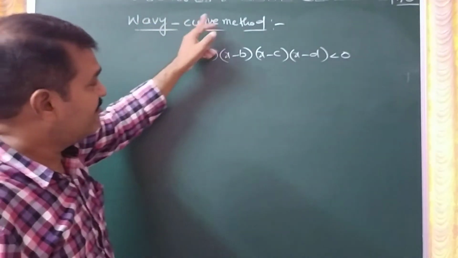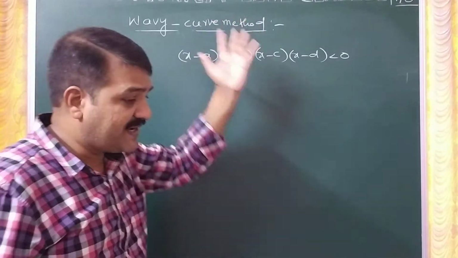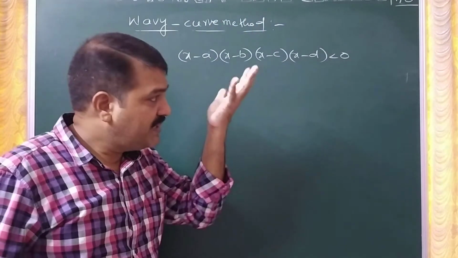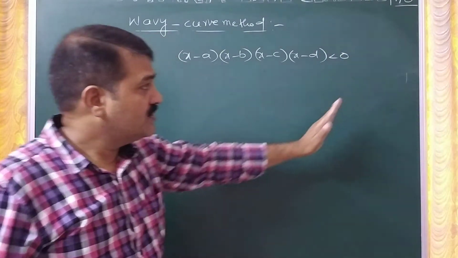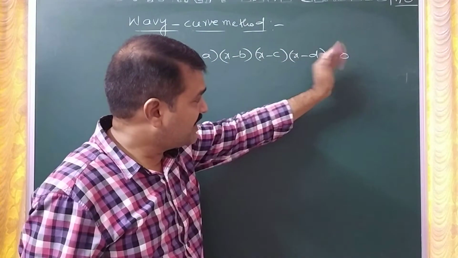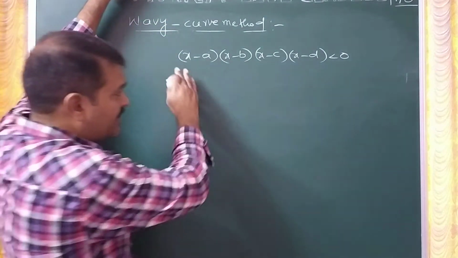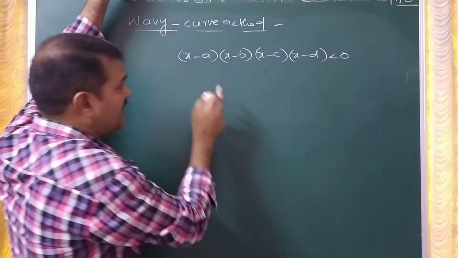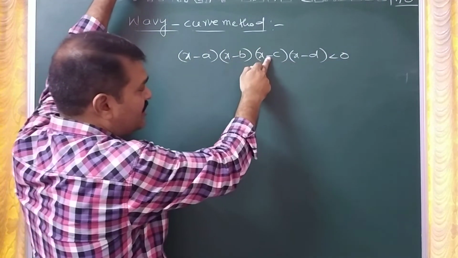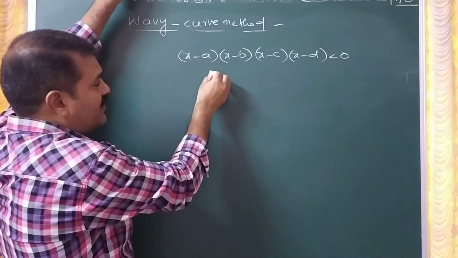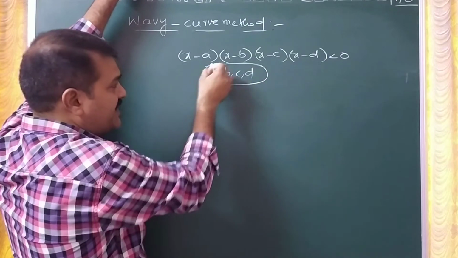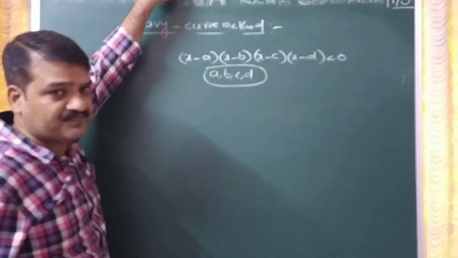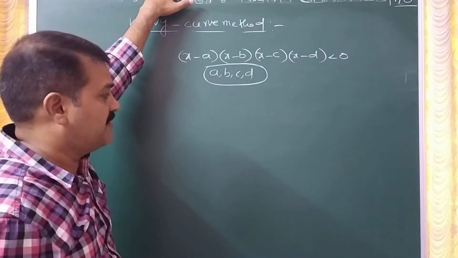In the wavy curve method, what we do is find the critical points, means the points at which this function becomes 0. If the total function is taken as 0, either this is 0 or this is 0 or this is 0 or this is 0. So what are the critical points? A, B, C, D. The points at which this function becomes 0. So take the critical points.